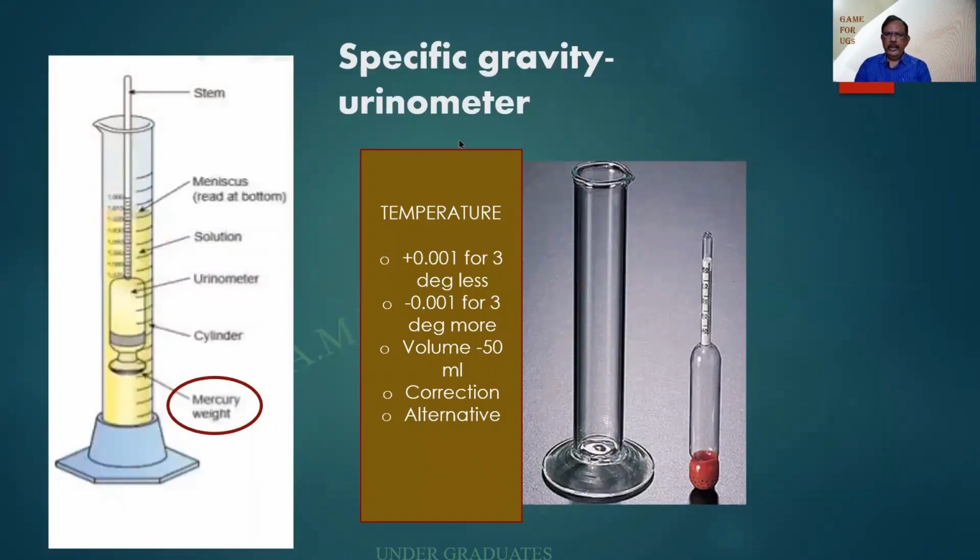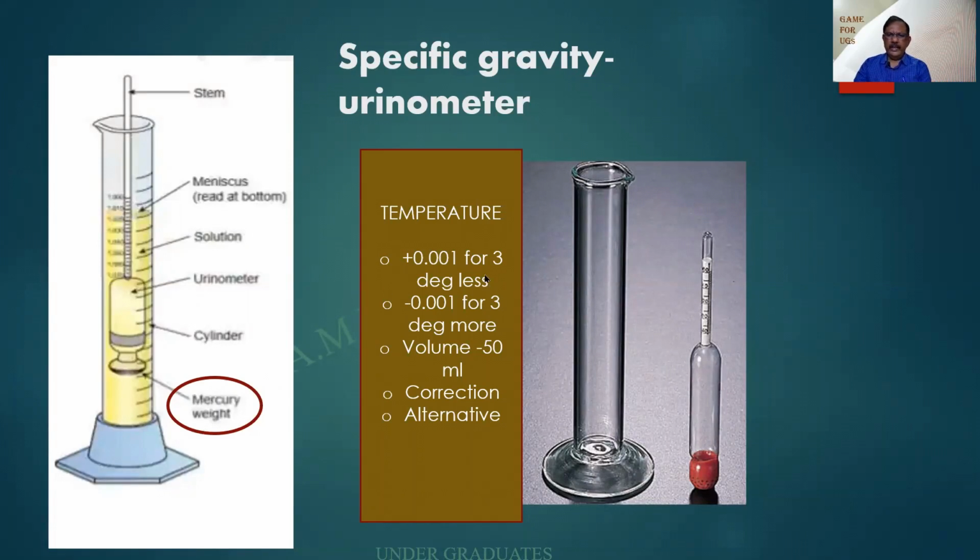The uranometer is an important instrument and test that will be given to you people. It is consisting of the uranometer. This is the uranometer, and then a jar is correspondingly provided. It can have fluid up to 100 ml. What happens is the patient's urine is collected in this jar. Generally 50 ml will be adequate, and the uranometer is made to float in it. The lower meniscus is taken as the reading.